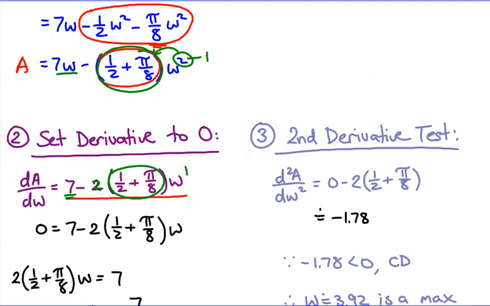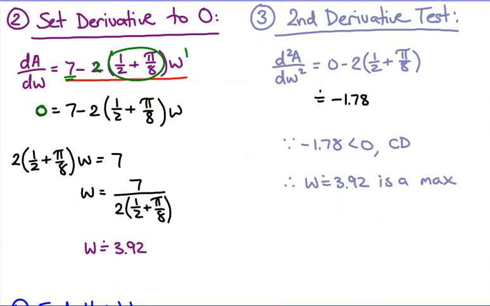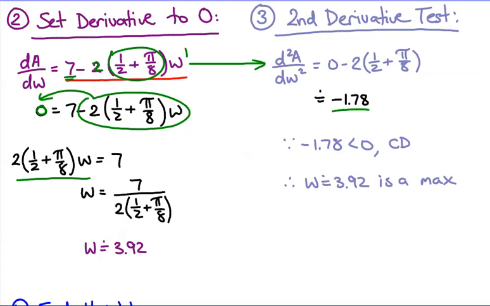Setting it equal to 0, I'm going to start to solve for w, and w is kind of nice and by itself, which is great. Bringing this entire thing to the other side becomes a positive, and then dividing the 7 by 2 and then that entire bracket. So solving for that, I get w is equal to approximately 3.92. And again, that could be a max or a min. We don't know. So we'll do a second derivative test by taking the derivative again, getting a second derivative. I got a negative number, and so that's less than 0. It's going to be concave down, which gives us a max at that width.